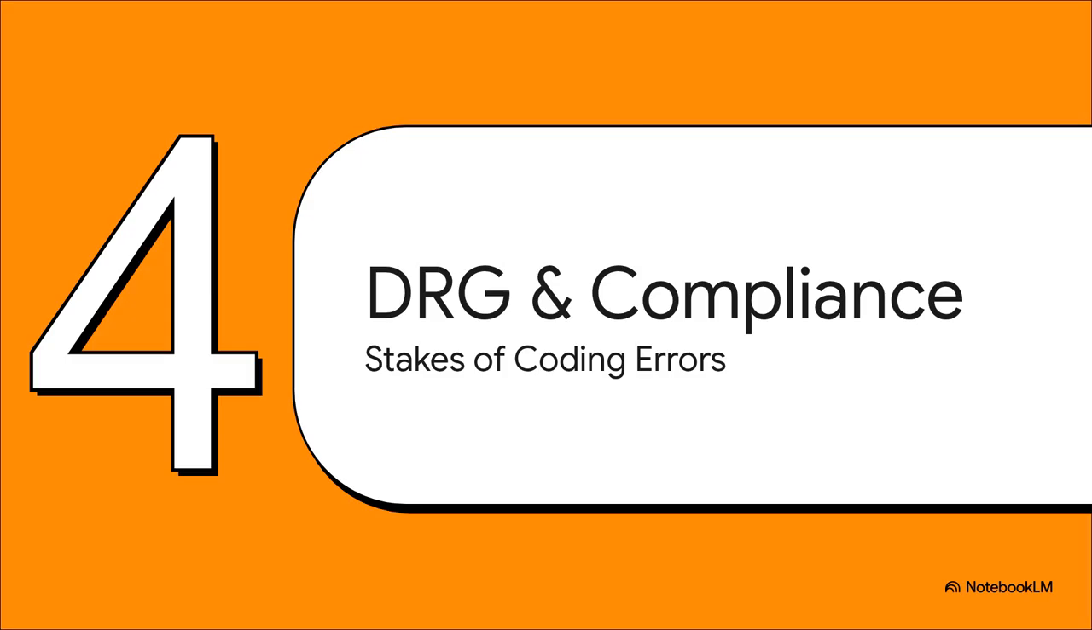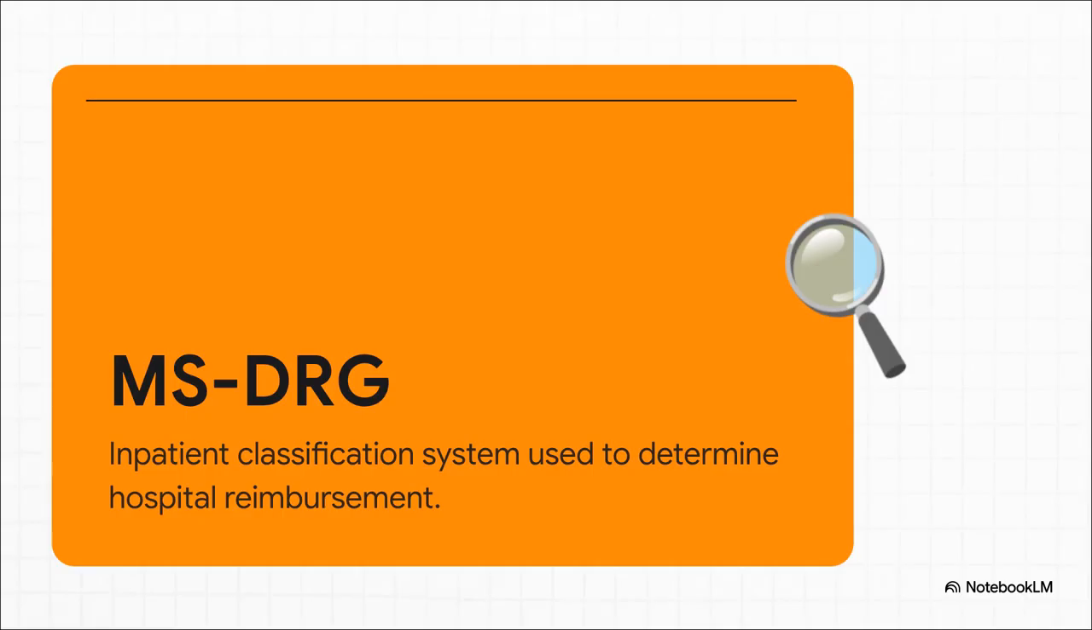Which brings us to Section 4, DRG and compliance impacts, the high stakes of coding errors. Now, in the outpatient setting, CPT codes are often the money codes that drive revenue. But in the inpatient setting, it's all about the MS-DRG, or Medical Severity Diagnosis Related Group. And what drives the MS-DRG formula? You guessed it, the principal diagnosis we just spent all this time breaking down.